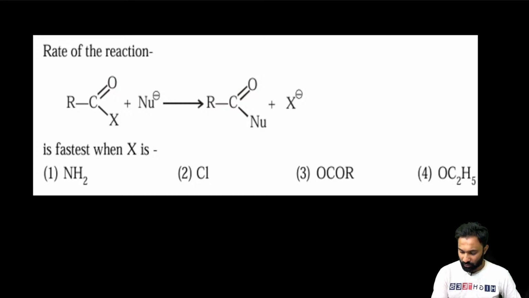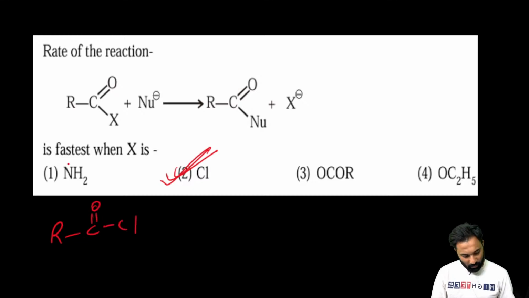Indirectly, it is asking about the nucleophilic addition reaction. Among the following, in which will the nucleophilic addition reaction happen fastest? Now the answer is 2. If the acid chloride is there, the remaining all have lone pairs of electrons. Now you can see the remaining all have lone pairs of electrons, lone pairs on the oxygen.